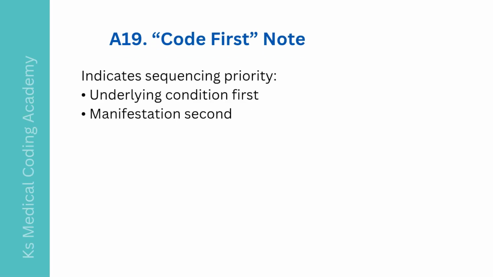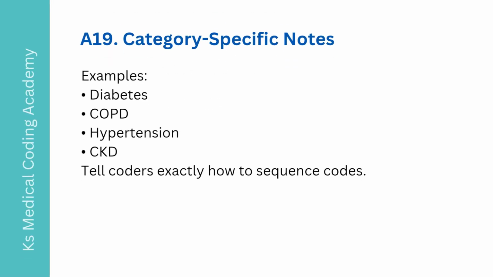Code first. Note: a code first instruction tells you the underlying condition must be sequenced before the manifestation. Always follow the tabular list sequencing instructions. Category-specific notes. Category-specific notes appear throughout the tabular list and provide essential guidance for diseases like diabetes, COPD, hypertension, and CKD. Follow these notes exactly.